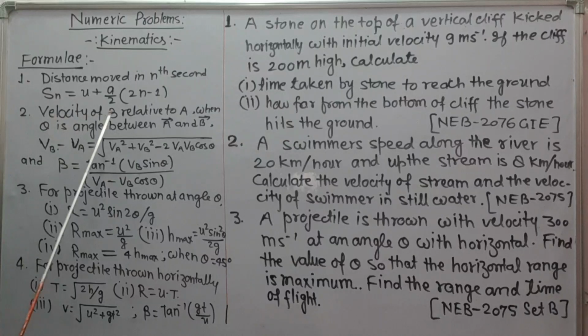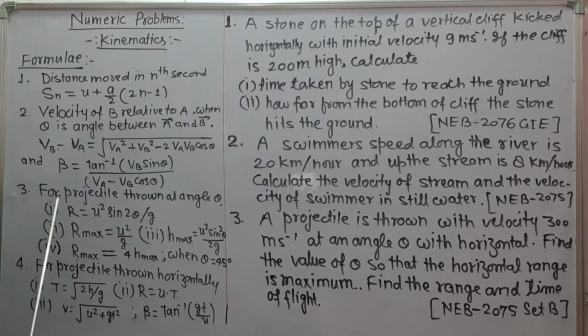Second formula, velocity of particle B relative to particle A, when theta is the angle between A and B vectors, is given by VB minus VA is equal to under root VA square plus VB square minus 2 VA VB cos theta, and the angle of this relative velocity with vector VA is given by this relation, beta is equal to tan inverse of VB sin theta upon (VA minus VB cos theta).